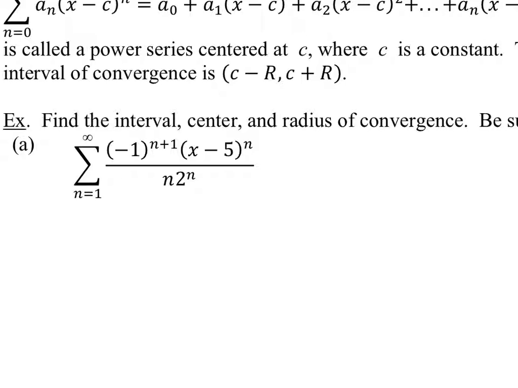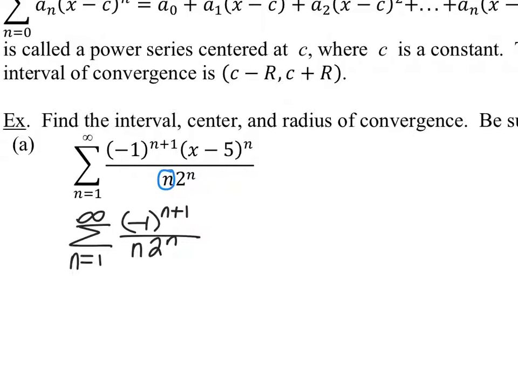All right, so the idea again is to decide the approach that you want to take. So I'm going to rewrite this. This one starts at 1 and goes to infinity. The reason it's going to start at 1 is because of the presence of this little n at the bottom. If it started at 0, it would be undefined. That would be bad news. So we're looking at -1 to the n plus 1 over n times 2 to the nth, and then separately (x minus 5) to the nth power.